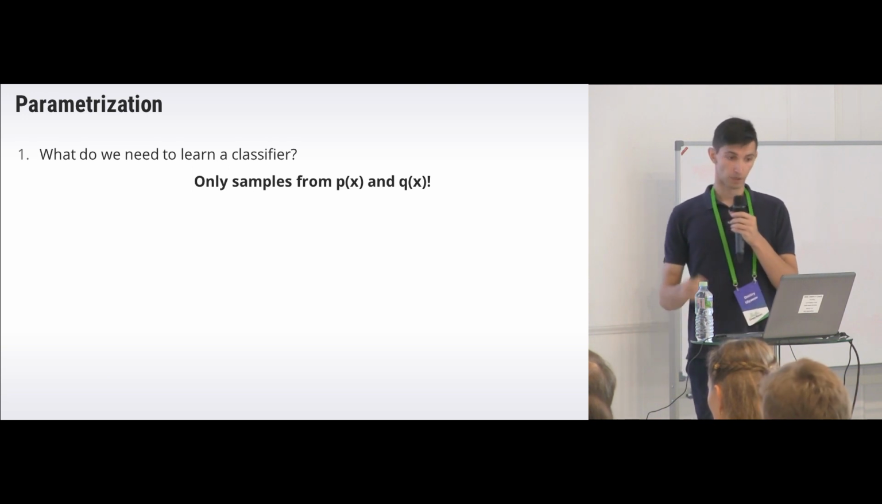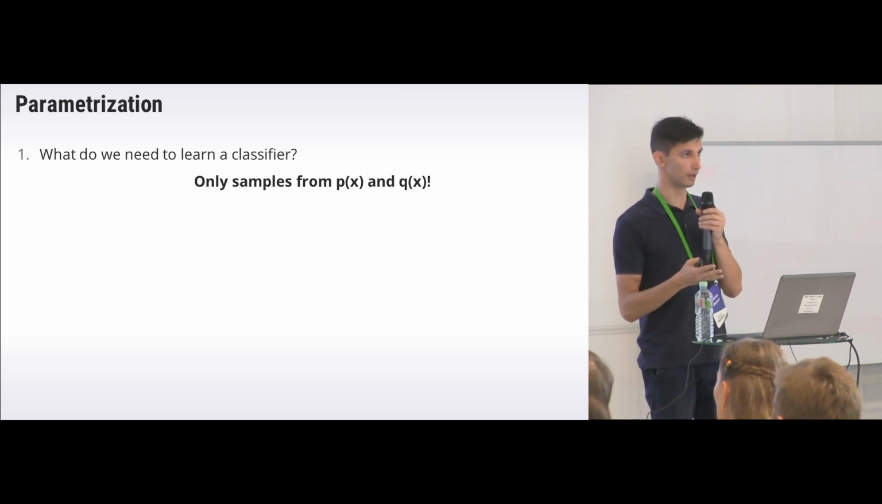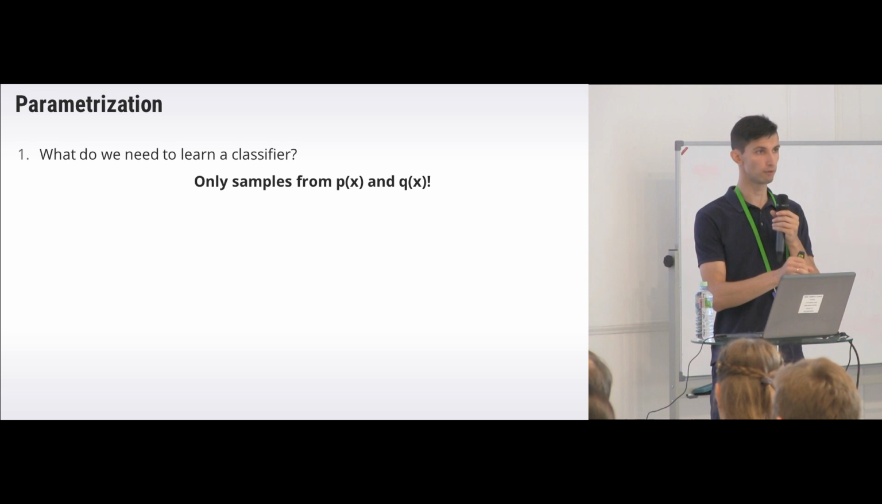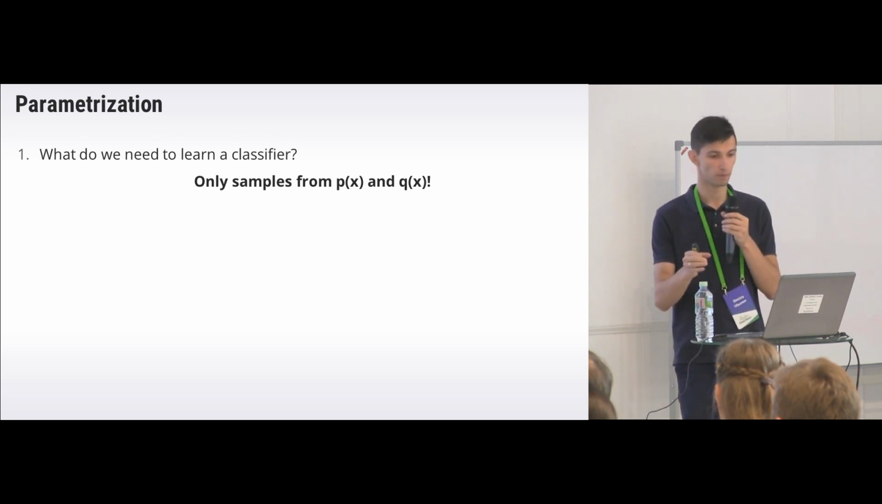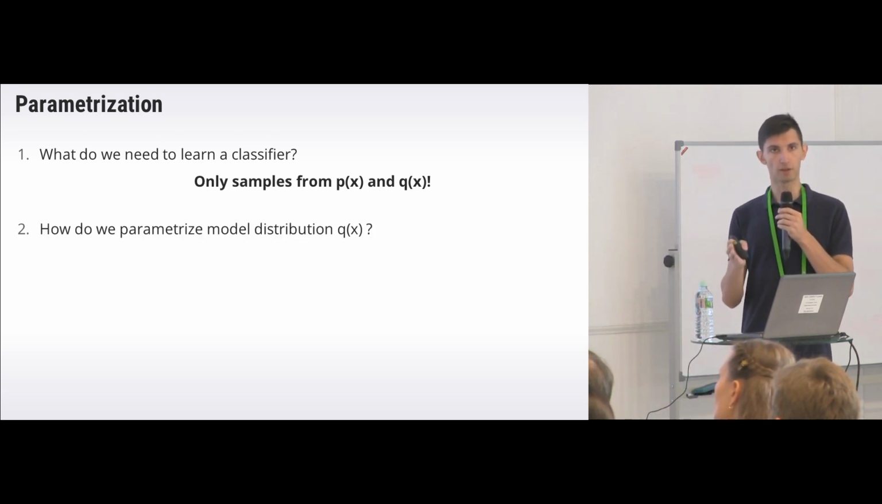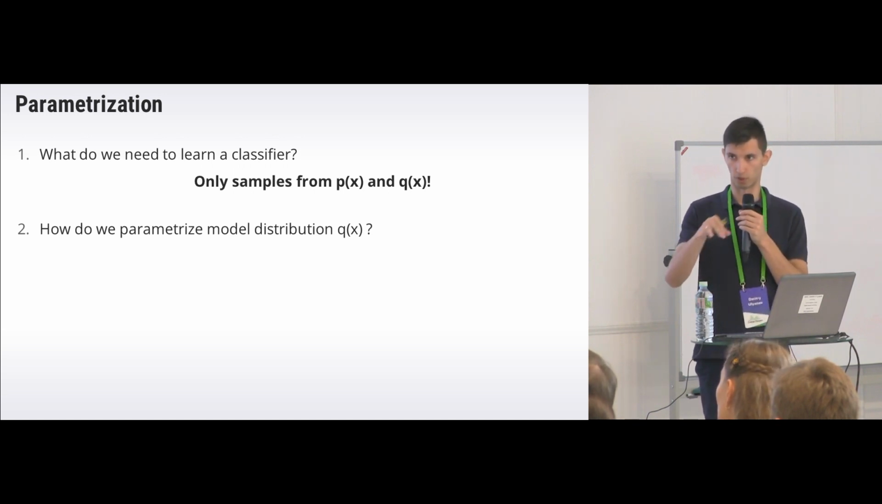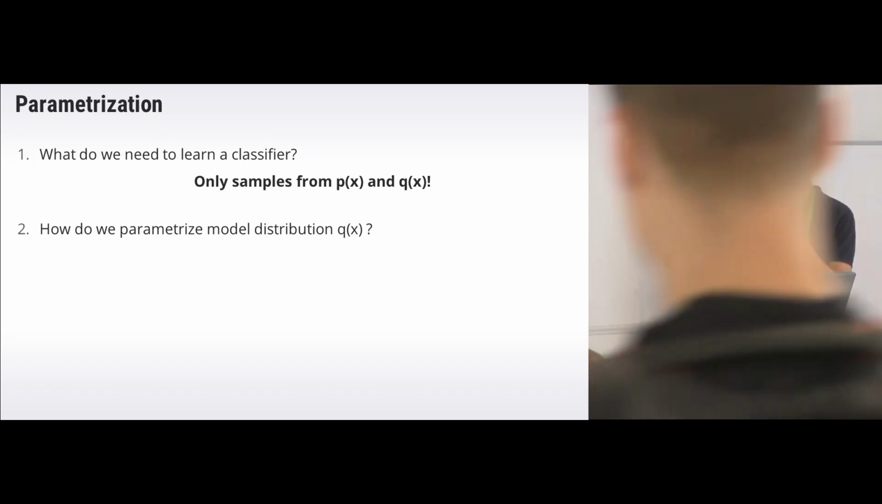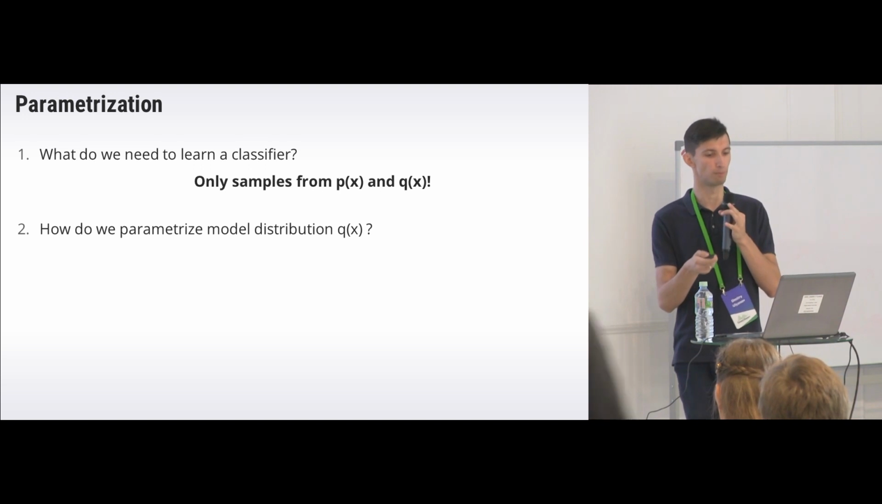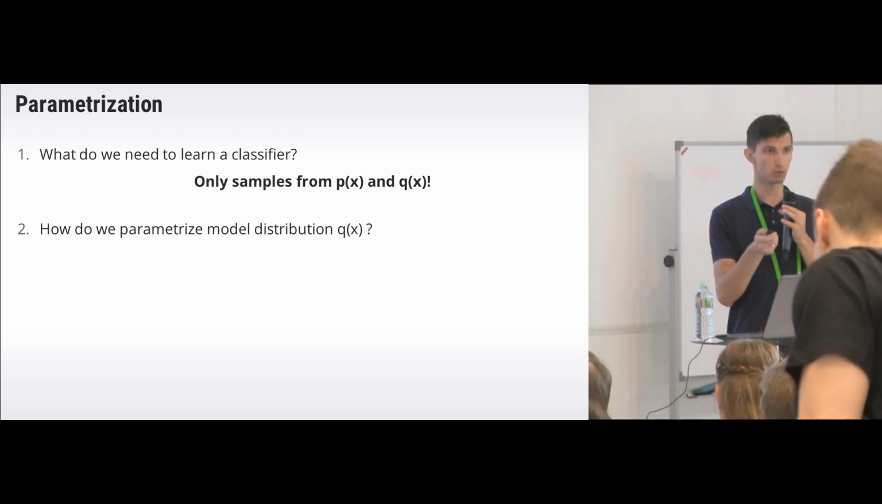So what do we need to learn a classifier? We only need samples from P of x and Q of x and nothing more. Another question we need to solve in order to move Q closer to P is how to parameterize the distribution Q. There are two options here.